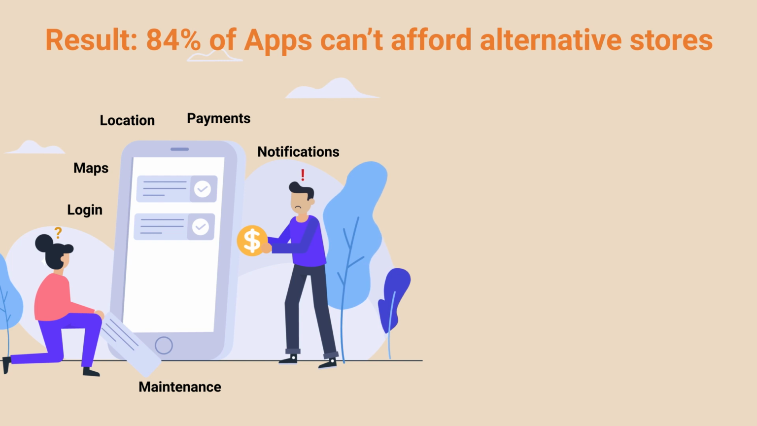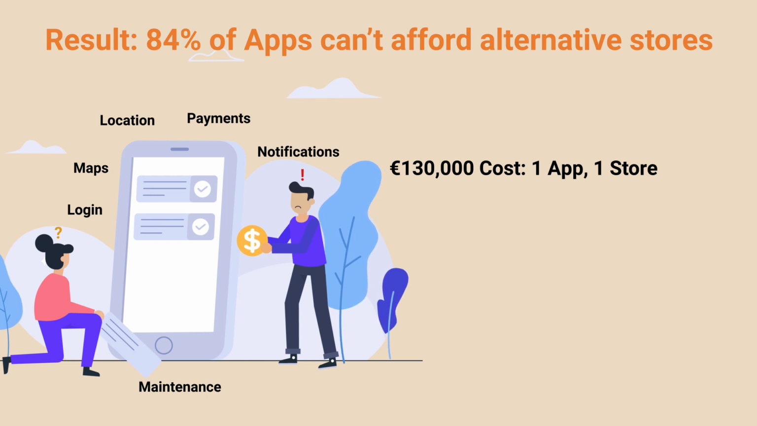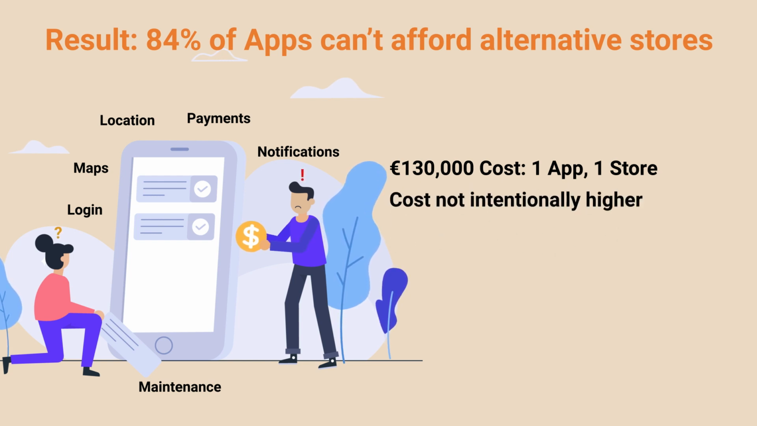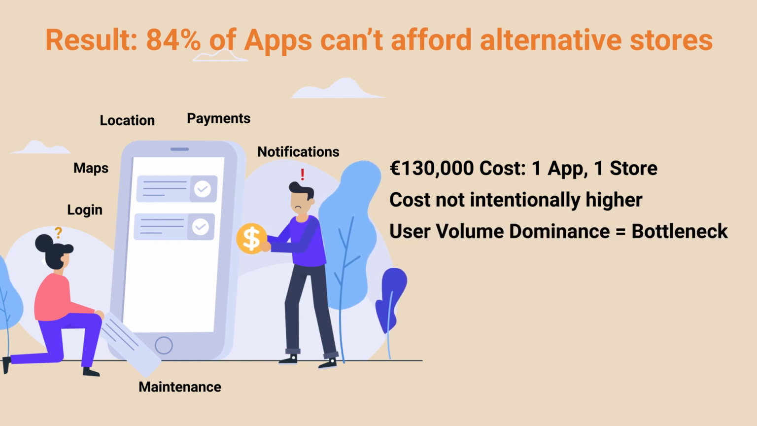As a matter of fact, it can take up to 130,000 euros to adapt one app to one alternative app store. This means that the developers would need to invest over 2 million euros to launch their app across all available app stores. It is true that dominant stores don't make the cost of porting apps to alternative stores intentionally higher, but the user volume dominance creates a bottleneck effect that harms rival app stores.